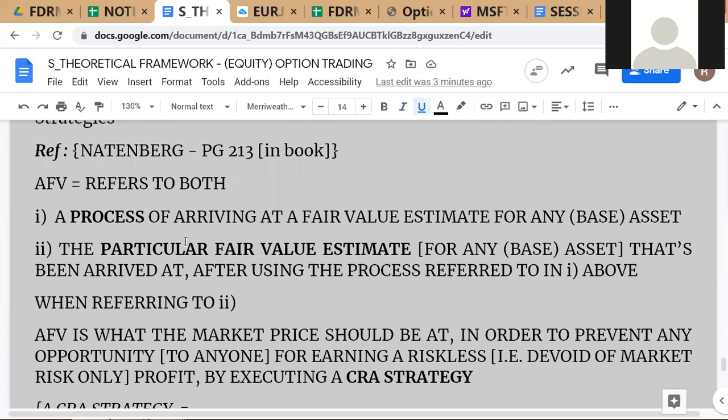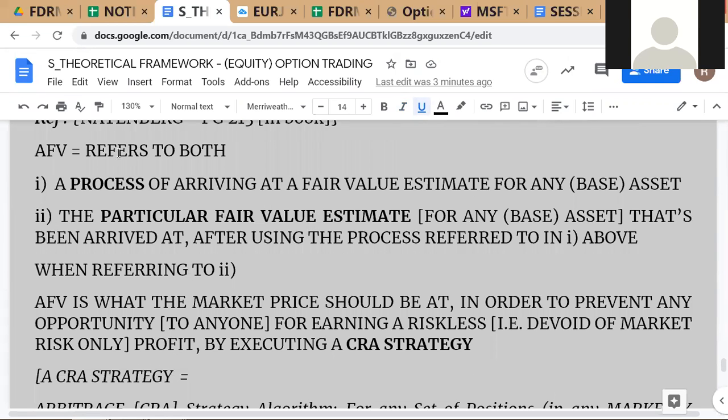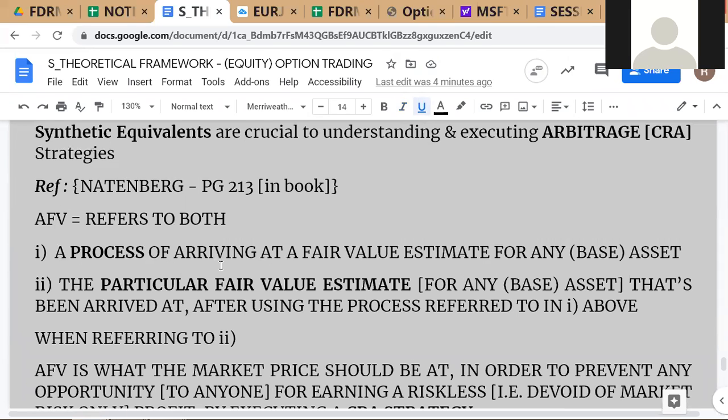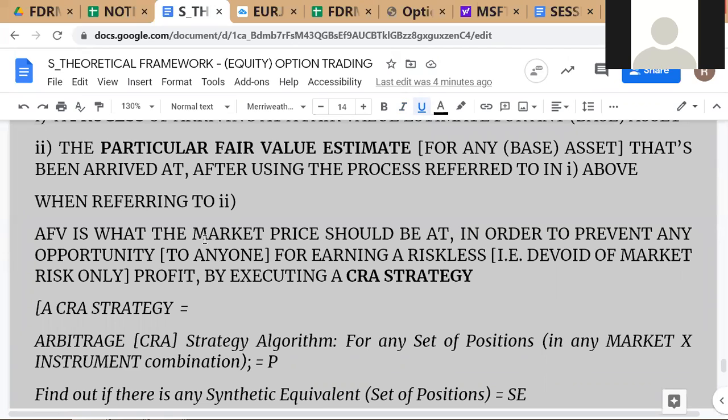So it's either a process or a fair value, and here I'm referring to the AFV, the fair value, which is the number 2. Okay, the fair value is basically what the market price should be in order to prevent any opportunity to anyone for earning a riskless profit by executing a CRA strategy.